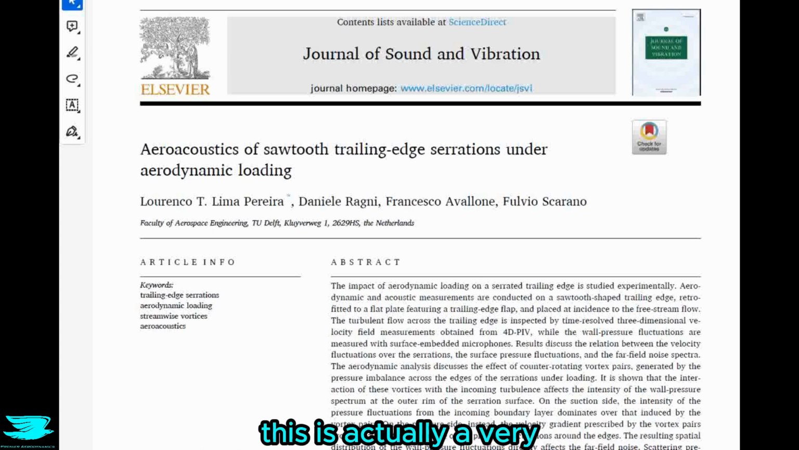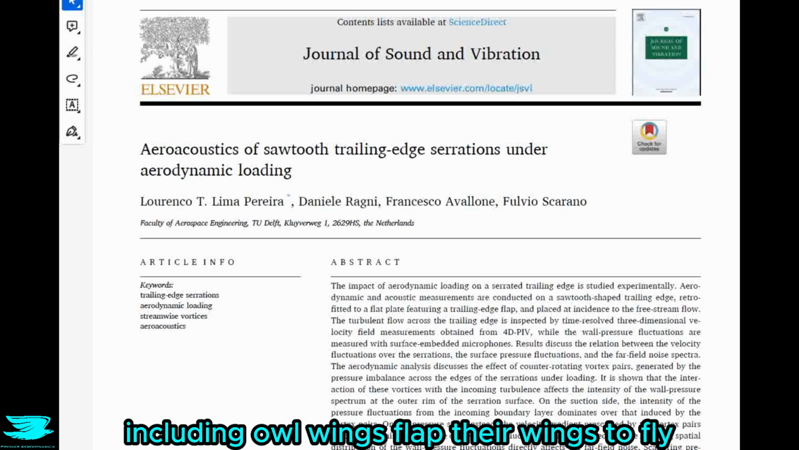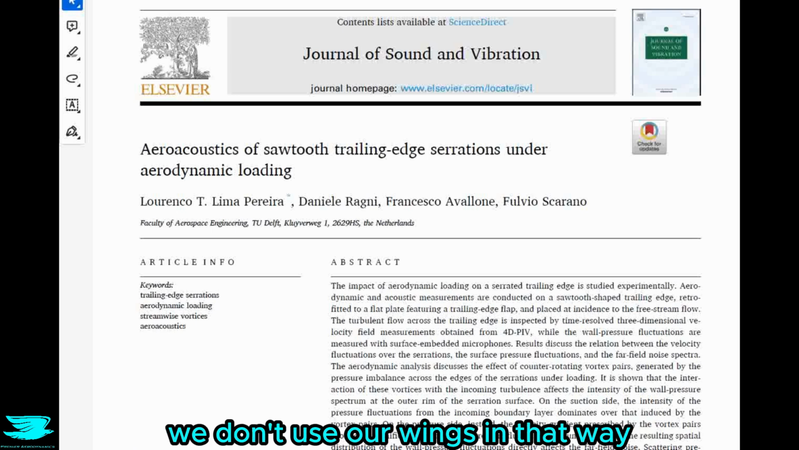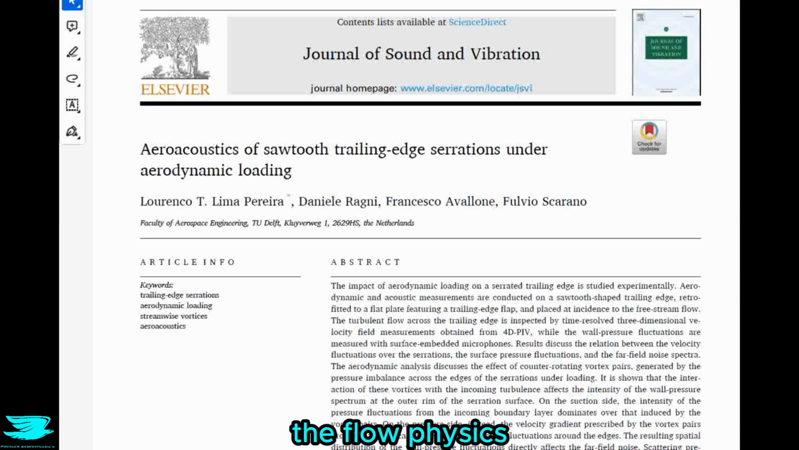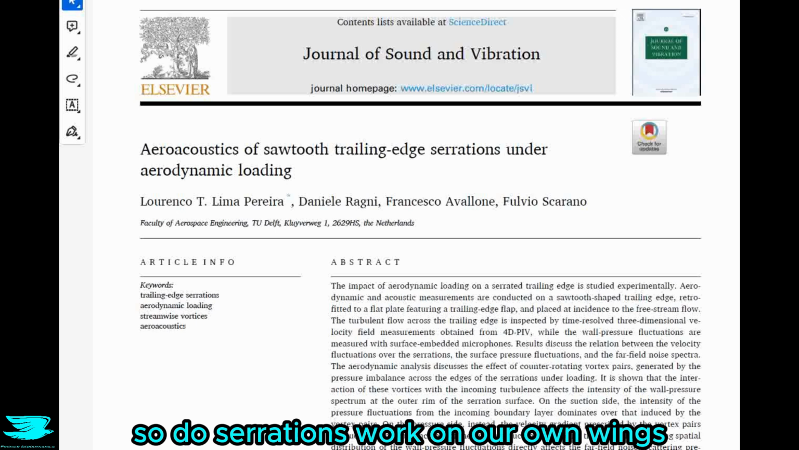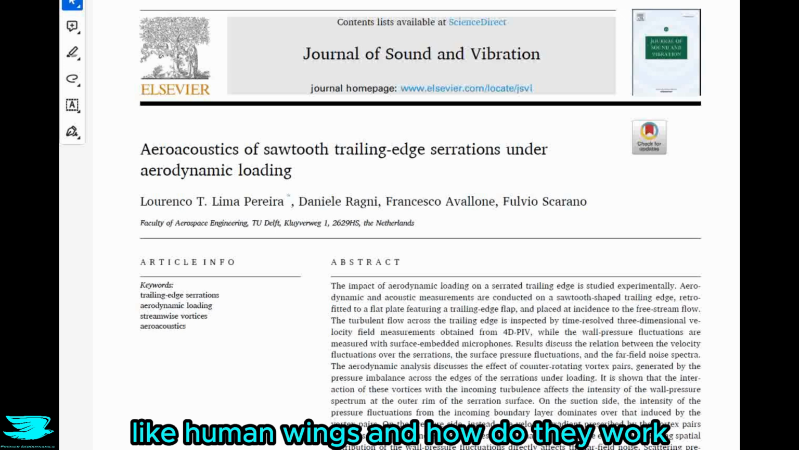So this is actually a very important distinction to make, because the wings that we make are not the same as bird wings really. While bird wings, including owl wings, flap their wings to fly, we don't use our wings in that way. Our wings are stationary, and as a result, the flow physics you see over our wings is very different to a flapping wing. So do serrations work on our own wings, like human wings, and how do they work?